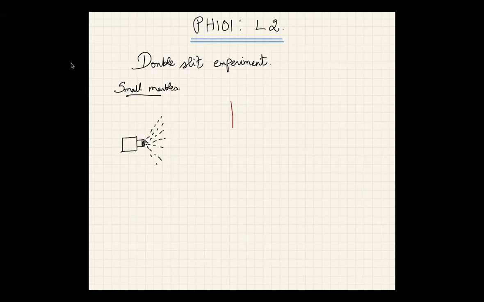Right here. Okay. So I'm going to call this slit S1 and this slit S2. Okay. And behind this screen with two slits in it, I'm going to place a detector. So there is this detector.